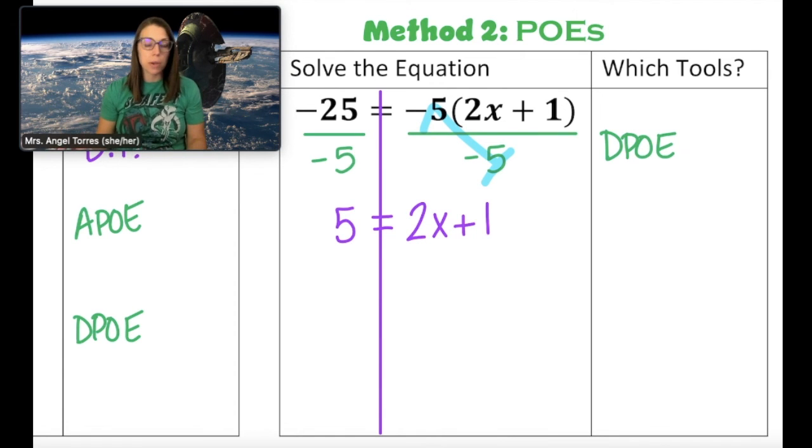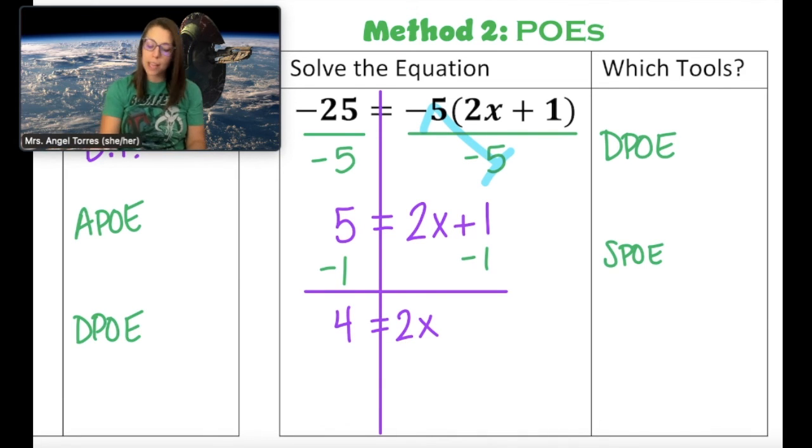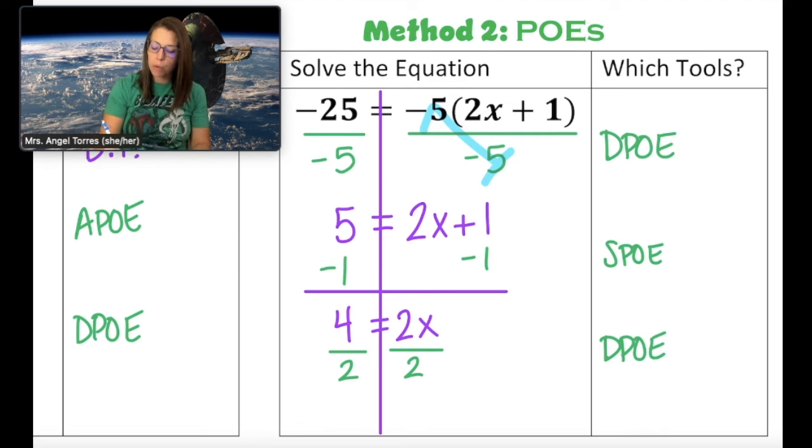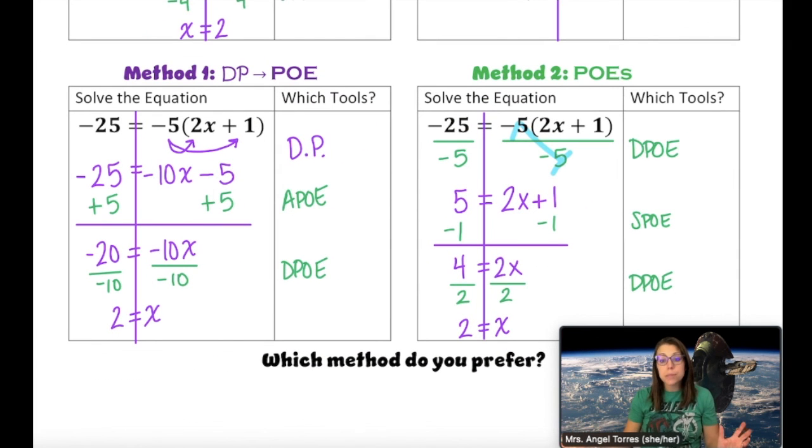From here, it's a two-step equation. My constant is plus 1. I'm going to come in and apply SPO and subtract 1 from both sides. That leaves me with 4 equals 2x. I can now apply depot and divide by 2. And once again, I'm left with positive 2 equals x. Again, since we ended up with the same solution, it doesn't matter which method you use. So did you prefer method 1, distributing first, or method 2, just using properties of equality?